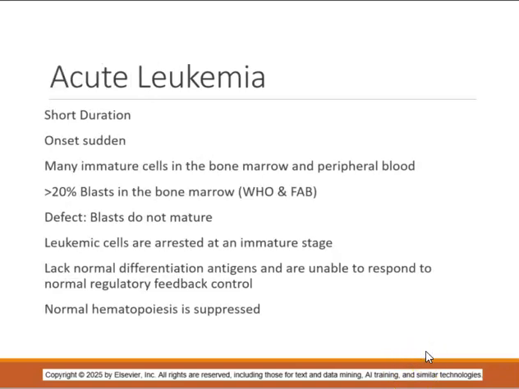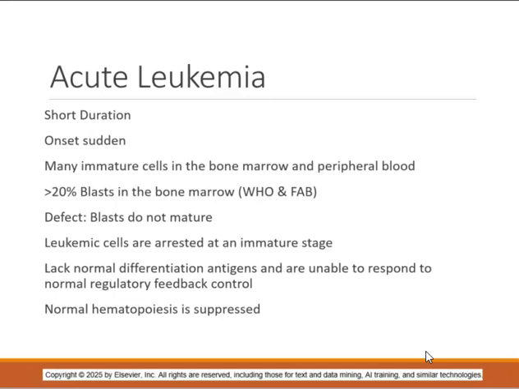So acute leukemia is of a short duration. In other words, quick. I've seen it happen in as fast as 5 days. The person was totally normal, and 5 days later their white count went from totally normal at 5,000 up to 83,000 and 80% blasts in less than 5 days. So it's very quick. They call it a sudden onset. In other words, it happened very fast.